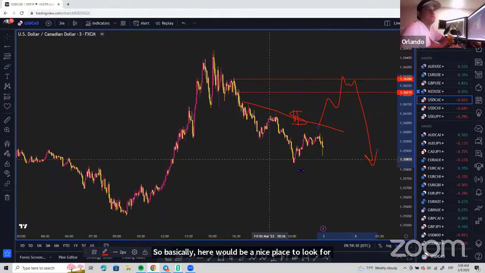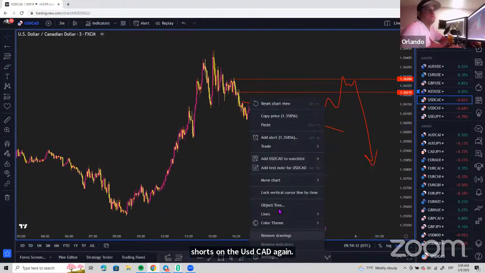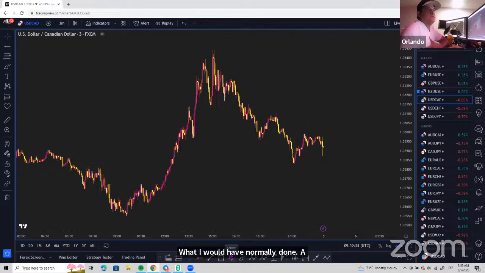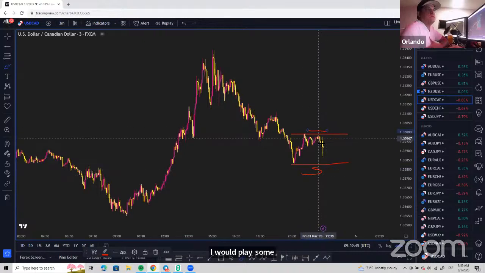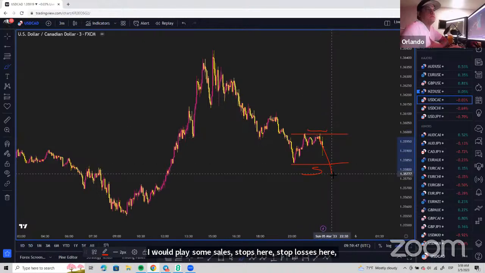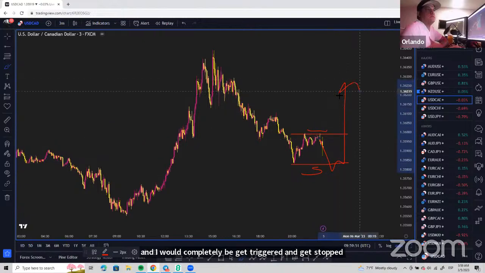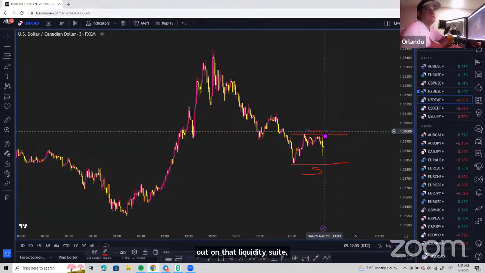Again, what I would have normally done back in the day, and I say back in the day, which is really not back in the day because it was like a year and a half ago, I would play some sell stops here, stop losses here, and I would completely get triggered and get stopped out on that liquidity sweep. So yeah, that's what I'm looking for. US dollar shorts, US dollar shorts.